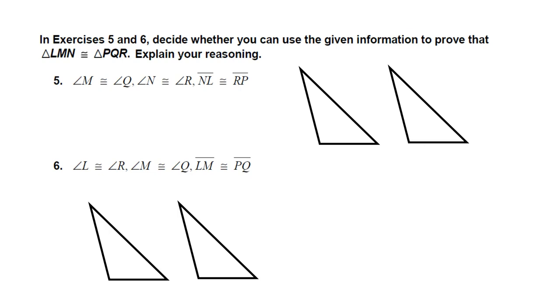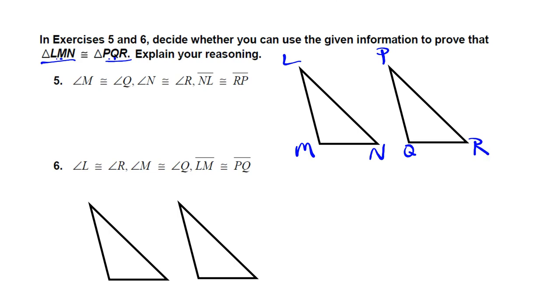So the best thing for you to do is go ahead and draw two triangles. And we're going to draw them so that they look congruent, even though we don't know if we have enough information yet. And then we're going to label them LMN and PQR, being sure that L and P are in the same position, M and Q are in the same position, and N and R are in the same position. And then we're going to fill in what they gave us.